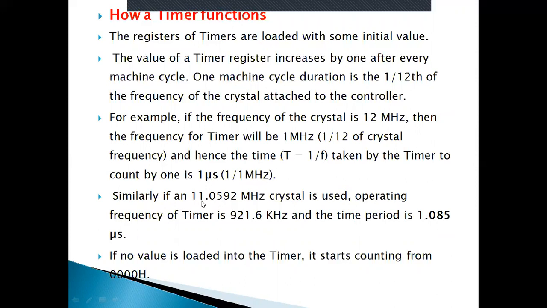Similarly, for the crystal frequency of 11.0592 megahertz, which is the common crystal frequency, the operating frequency of timer will be 921.6 kilohertz. How we got this? We have to take 1 divided by 12 into this 11.0592. So we'll get this value. And to get the time period, we have to divide 1 by this value. So 1 divided by 921.6, we'll get 1.085 microseconds as the time period. If no initial value is loaded into the timer, it starts counting from default value, that is 0000H.